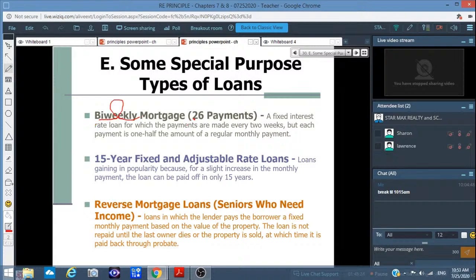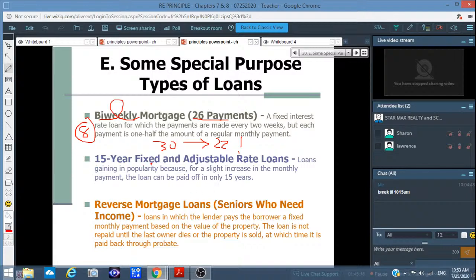Some special purpose types of loans. So this is bi-weekly. In a year you have 26 payments, so you have an extra payment. If you do this, you basically save about 8 years. So the 30 years will actually become 22 years.